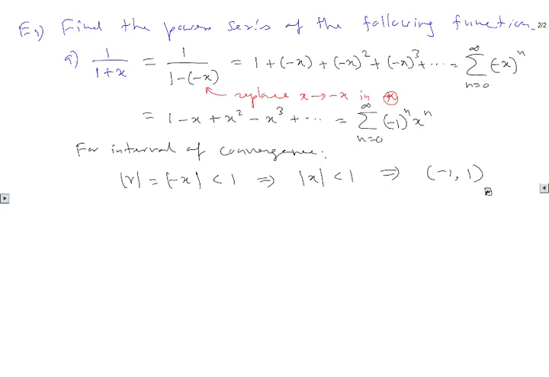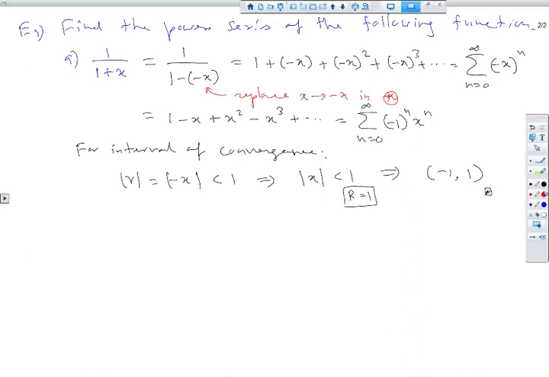So you can see that it's very clear. And the radius of convergence is r. In this case r equals 1. That's the radius of convergence. Okay, so let's do more.